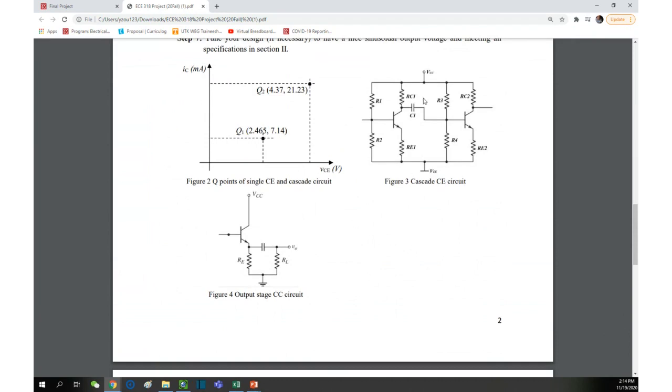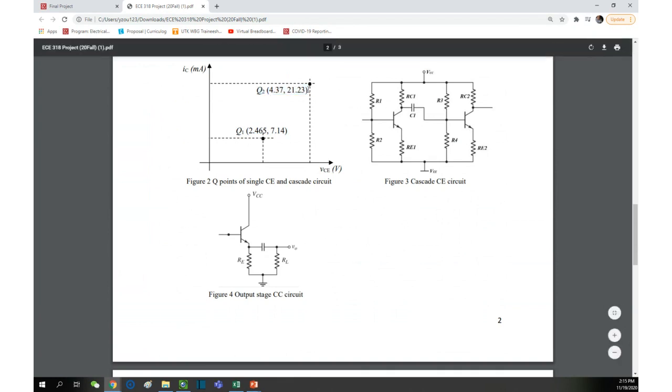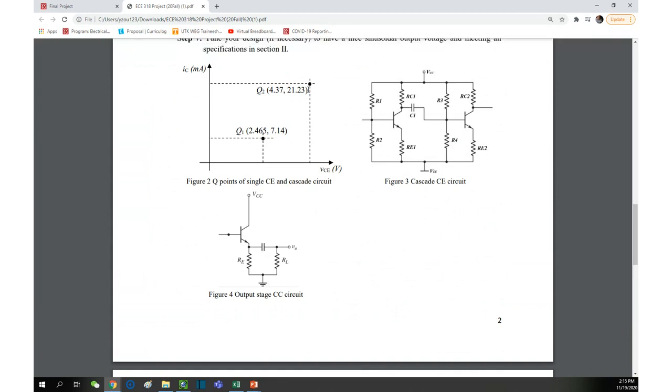So figure 3 is stage 1, the amplification stage. Figure 4 is the output stage. So 2 stages. In stage 1, you have 2 CEs, and I'm respectively providing the Q point for you to make it easier to design the resistance value. Q1 is here, and you're designing the Q1 here. Q2 is for Q2 here. With the provided Q point, I believe it is easier for you to design the resistance value.